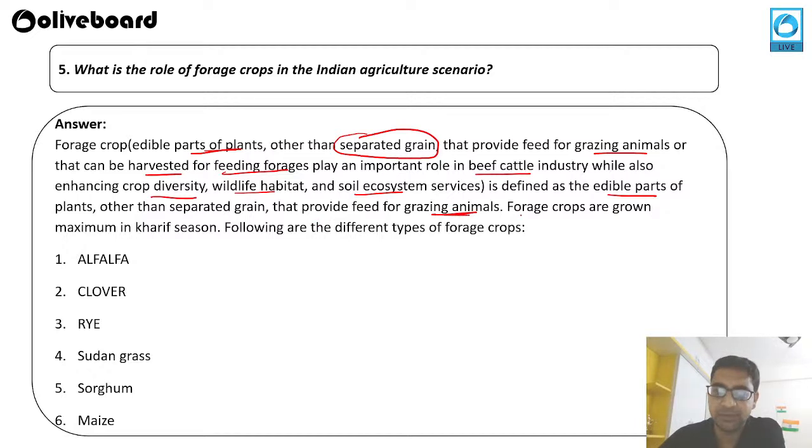for the grazing animals. So forage crops are normally grown in the Kharif season. Following are the different types of forage crops: alfalfa, clover, rye, sudan grass, sorghum, and maize. In maize you will get lots of forage. You just have to take out the maize crop and then you can leave the rest for the animals.